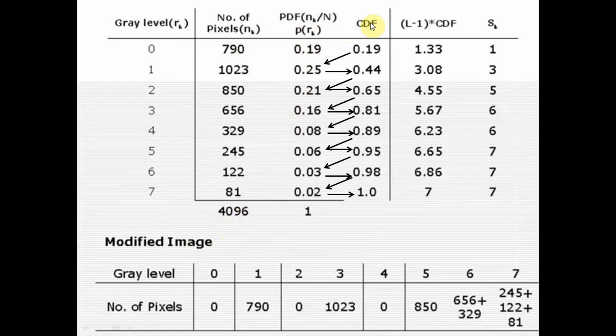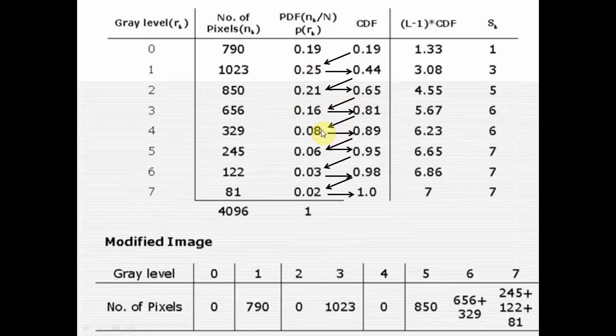Then you have the cumulative distribution function, CDF, that is 0.19. Here there is nothing before, so 0 plus 0.19 is 0.19. Then for 0.25, the CDF will be 0.19 plus 0.25, which is 0.44. Then for 0.21, 0.44 plus 0.21 is equal to 0.65. For the next value, 0.16 plus 0.65 will be 0.81.